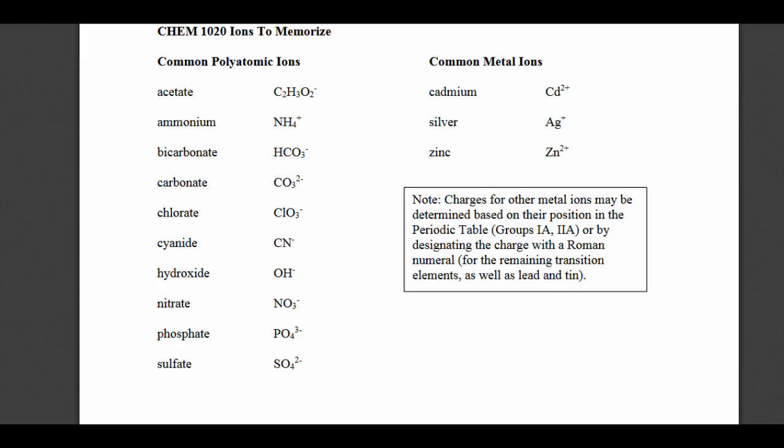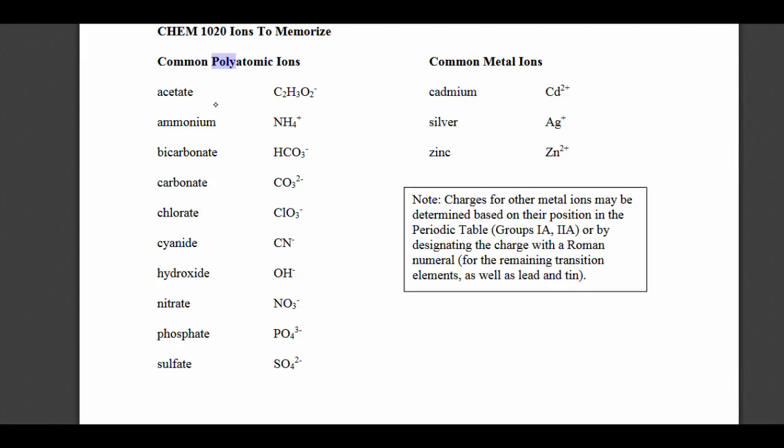Now, part of the reason why we need to memorize these, it's unfortunate. I say, couldn't we make a simpler set of rules for everyone? If we analyze what polyatomic means to begin with, the prefix poly means many. So these are many-atomed ions.